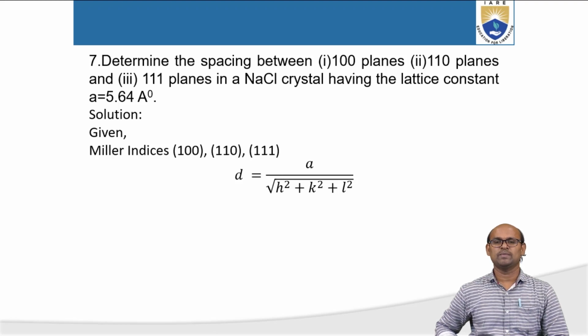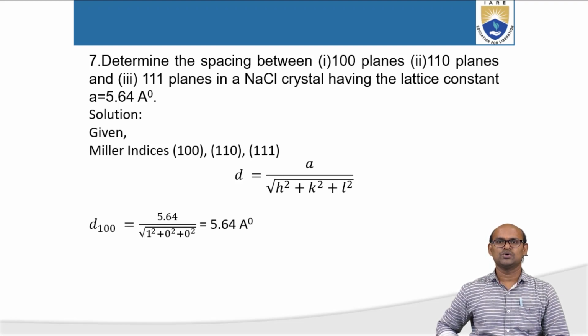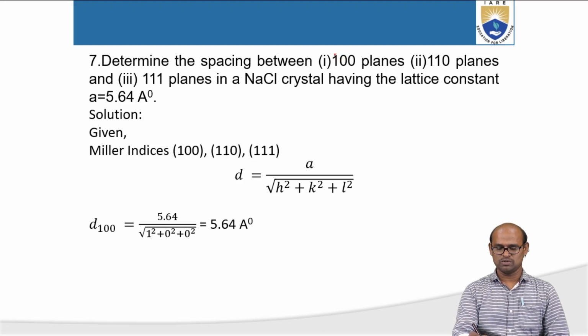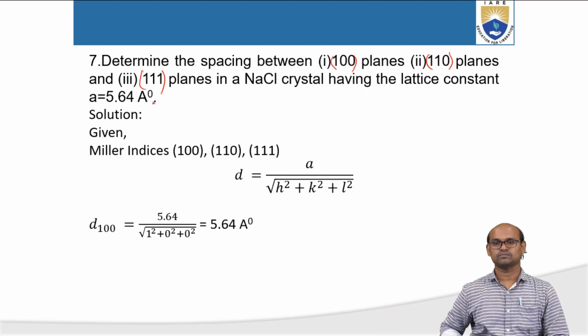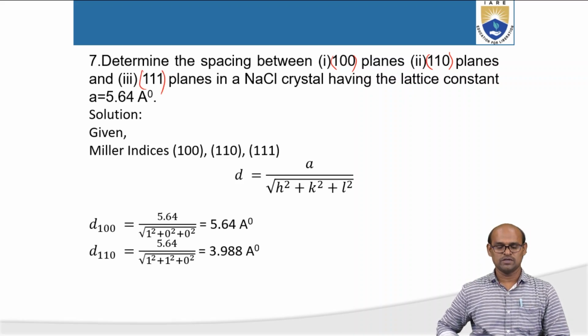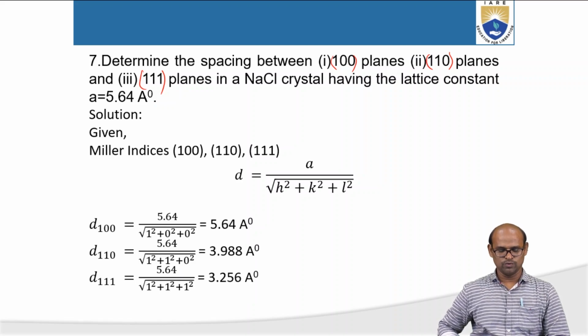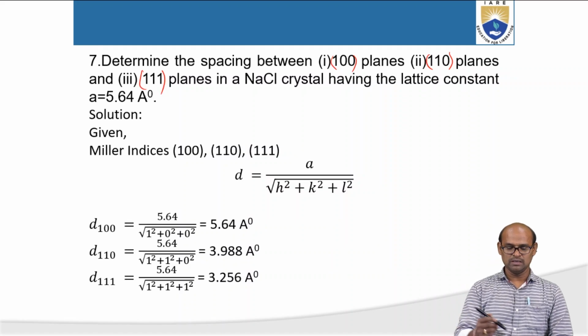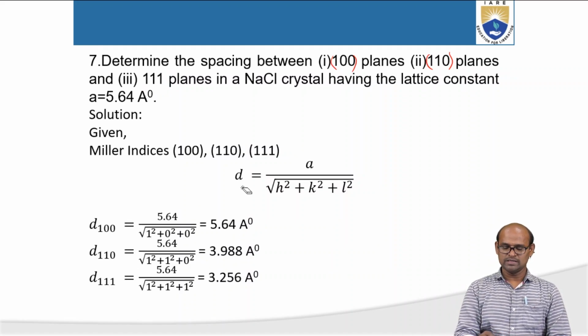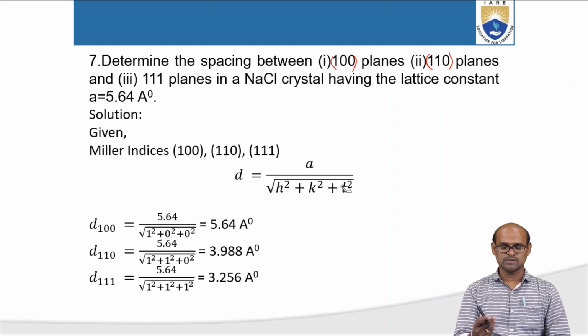This is the interplanar spacing relation. Using this relation, we can find out the interplanar spacing for all the planes, right? These are the HKL values, 100 and so on. For the first one, it is 5.64 angstroms, then 3.988 angstroms, and 3.256 angstroms. We have calculated the interplanar spacing for the given 100, 110, and 111 planes.